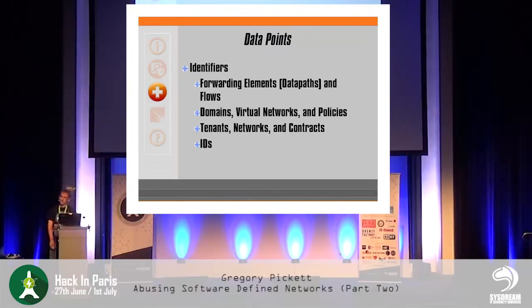Also identifiers. Each product has its own way of identifying the target of the operation. If you have a controller that comes from a traditional networking company, like HP, the identifiers are your forwarding elements, which are described as data paths and flows. If your SDN controller is from a company that is more traditionally in the data center, then what you're seeing is domains, virtual networks, and policies, and that's something like OpenContrail. Cisco, of course, very Microsoft-like, wants to be different, and so they deal with tenants, networks, and contracts. They're very, very policy-oriented, much more so than OpenContrail.